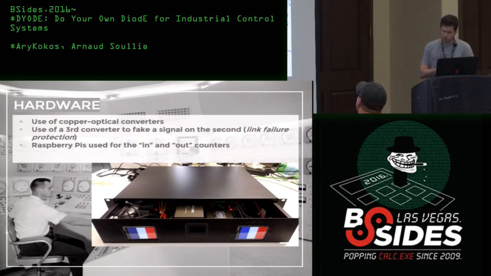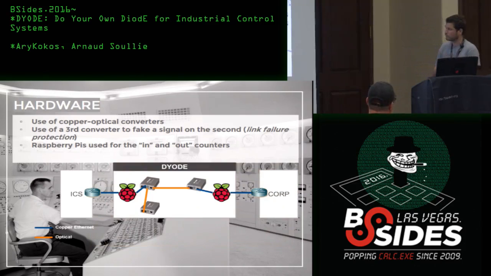Okay, so for the hardware, actually, you have the hardware here. What we do for this data diode is we use copper-to-optical converters to have an optical connection between the ICS and the corporate network. So how does it work?